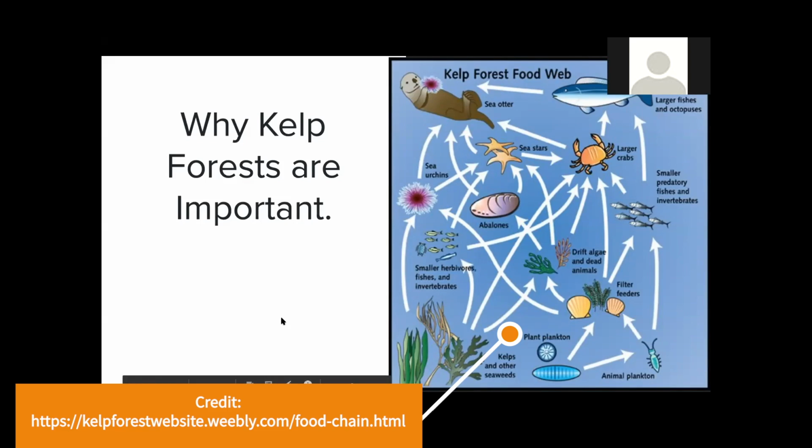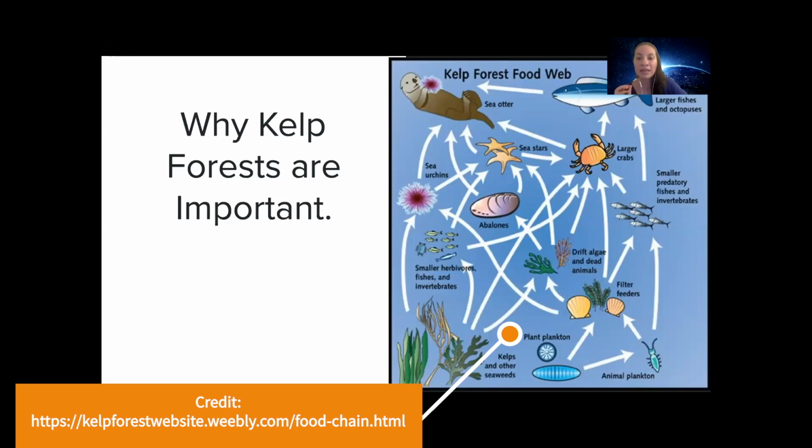I have a question. Sure. The sea otter eats the urchins. Why? Because they want to eat the urchins. Sea otter can eat urchins. Correct. Sea otter eats the urchins, but the urchins eat the kelp forest.